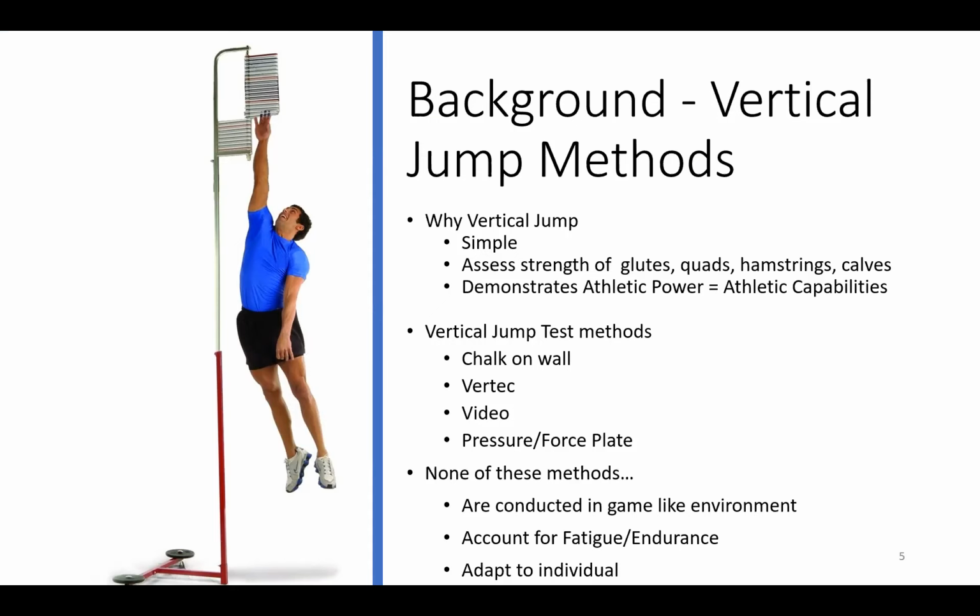So, current vertical jump test methods are chalk on the wall, vertec, video, and pressure and force plates. Chalk on the wall, as the name says, you jump and you mark the point to which your foot rose on the wall with chalk. Vertec is shown here. This is the most common form, the most recognizable form from NBA or NFL combines. You mark the point to which your hand rose. Video can be analyzed through an app, and pressure and force plates output ground reaction force, which can then be transmitted into a vertical jump height.